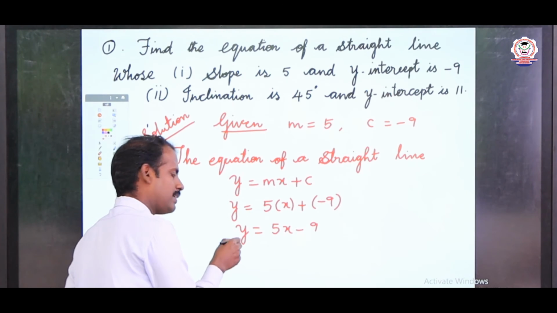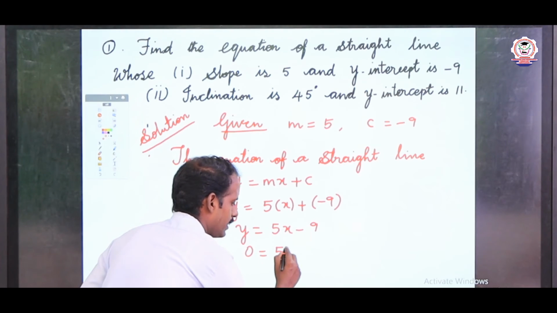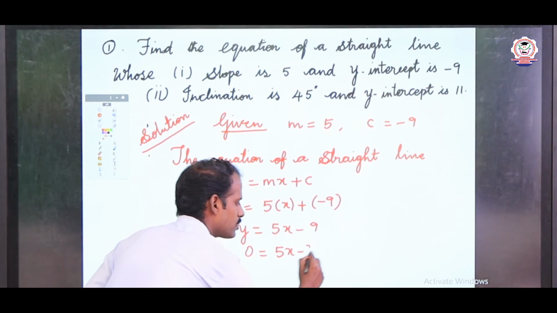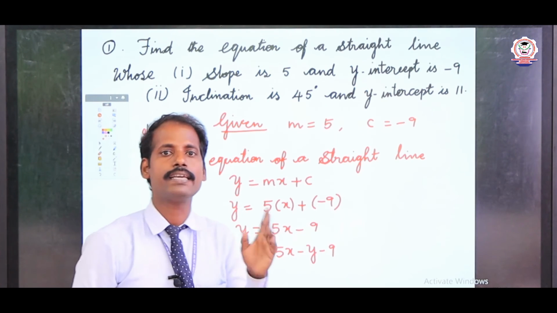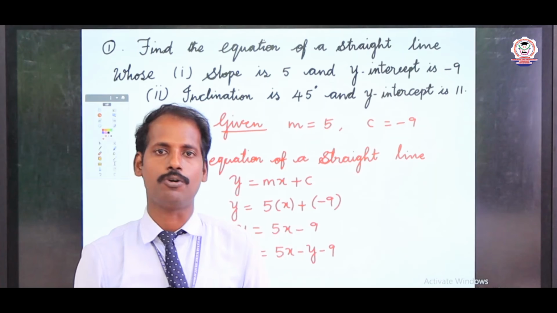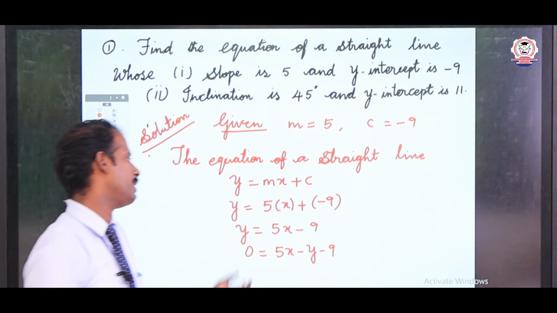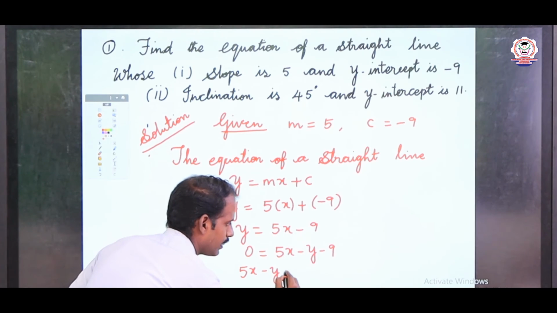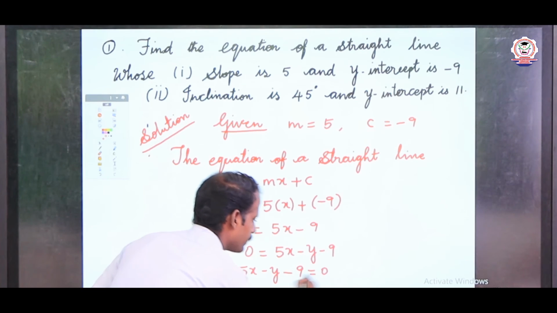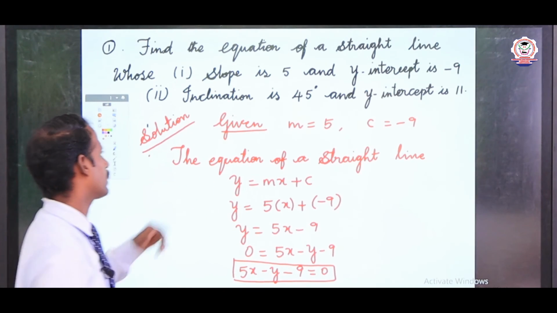Then the left hand side y is sent to the opposite side, so 0 equal to 5x minus y minus 9. Whenever you write the equation ax plus by plus c equal to 0, that is the general form of the linear equation. So here 5x minus y minus 9 equal to 0. This is an equation of the straight line. Okay, the first sum is completed.